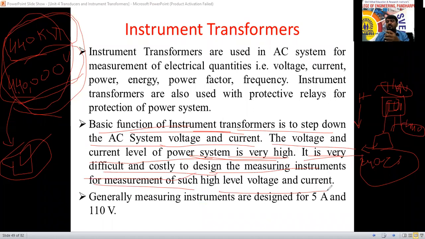For that reason, we are going to connect the instrument transformers. The instrument transformers are mainly classified into two types. You are direct second year students, you should know that at least. What are those two types? Two types of instrument transformers. Yes? CTPT. CTPT, very good. That is called current transformer and voltage transformer.